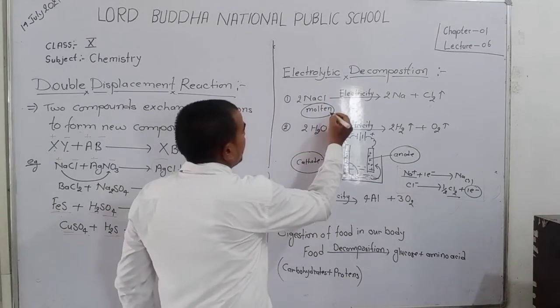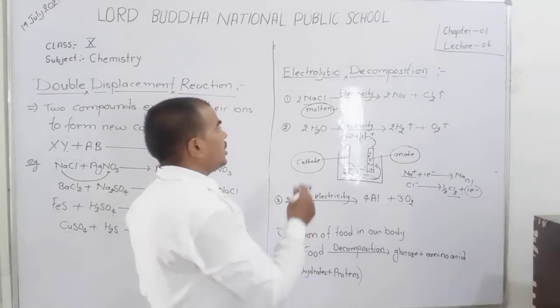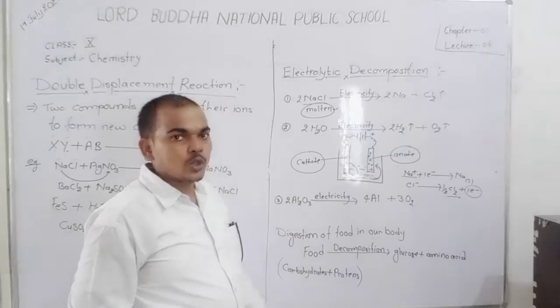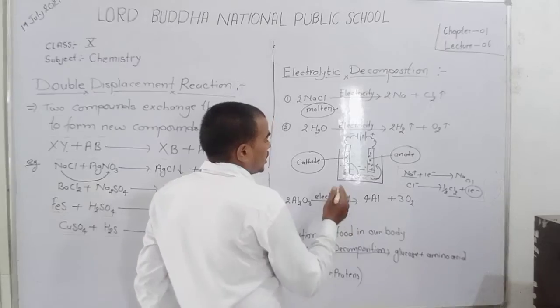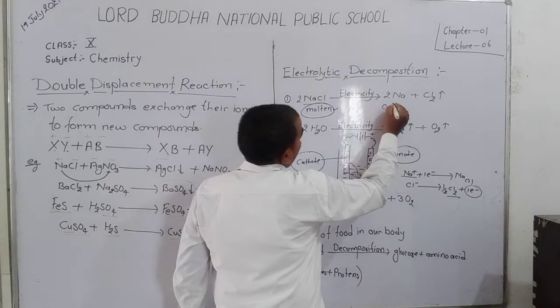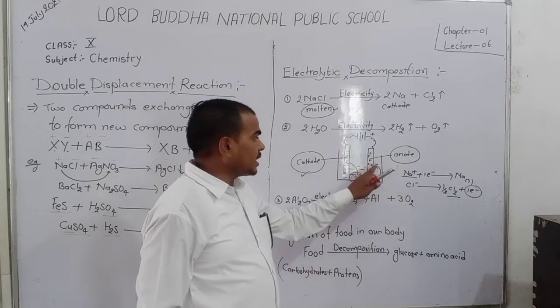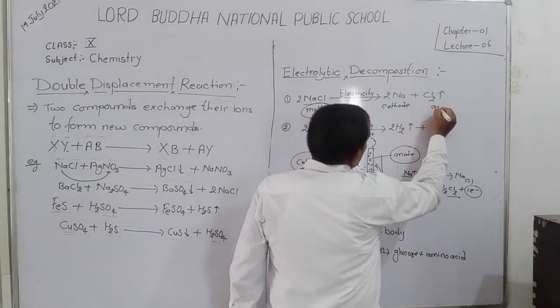So in this example, when we take molten NaCl and flow electricity through molten NaCl, dear student, here you obtain sodium as a metal at the cathode, and chlorine as a gas, okay, chlorine as a gas at the anode.